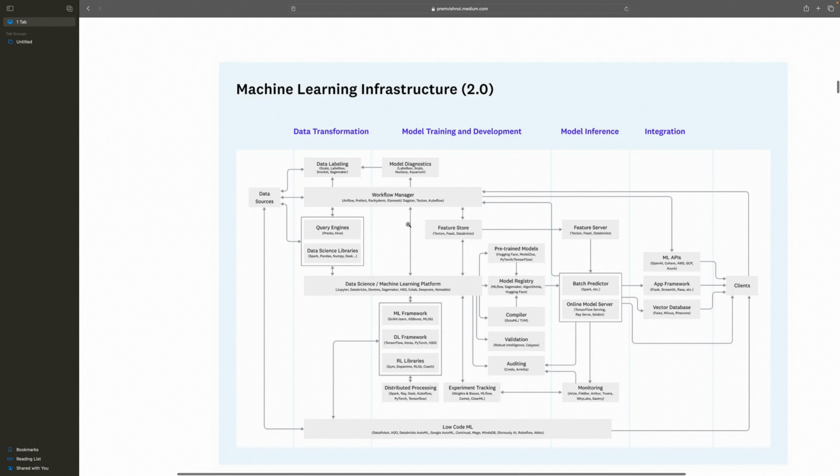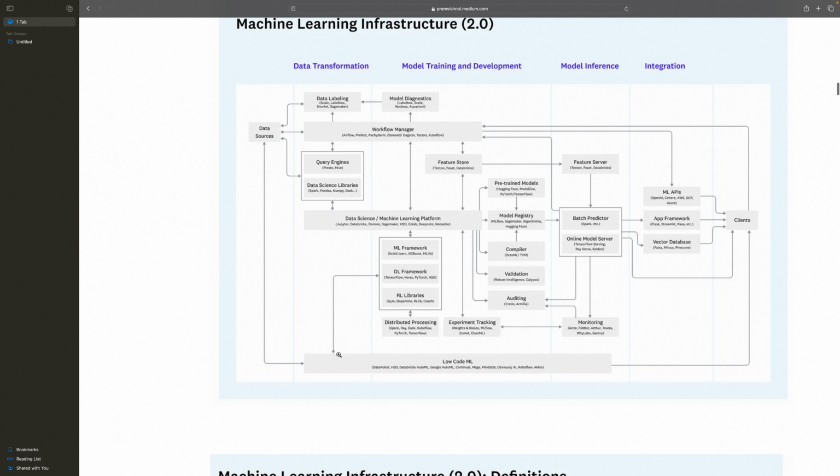And similarly, these are the machine learning layers. They also have data sources and then data labeling for data transformation, and a query engine for data science and libraries. Most tools are similar, like Spark, Pandas, NumPy, and machine learning platforms. They use these, along with low-code ML, then the ML framework, DL framework, RL libraries, and on top of that, workflow managers, batch predictors, online real-time predictors, and pre-trained model, strategy, compiler, and validator. There are various things.